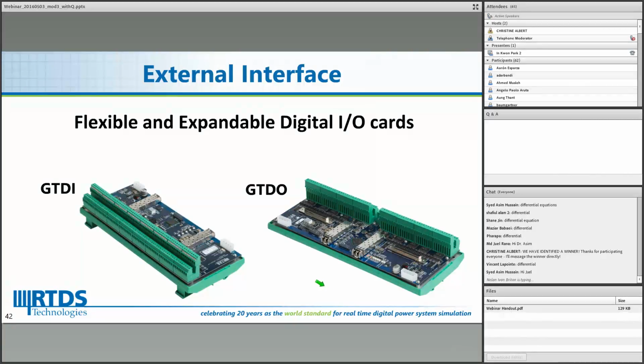So now we are looking at the digital interface. At the left side, we are now watching the GTDI card, which is the digital input to the RTDS. Digital means that the nature of the signal is either off or on. And this card is used as a way of bringing your gating signal into the RTDS. We will see how we can interface the external controller to this card later on. Then at the right side, we have a GTDO card, which exports the simulation value as a digital signal to the external control.